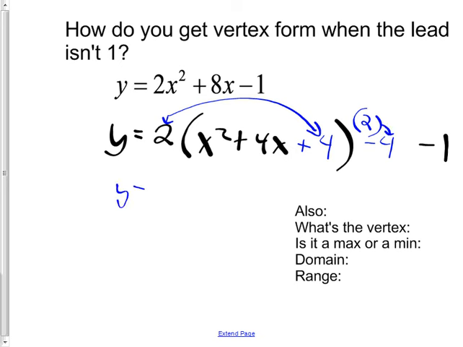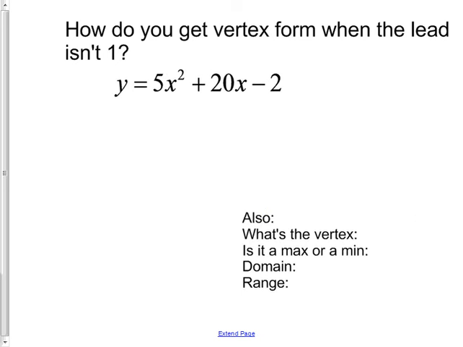Final answer, y equals 2, and then x plus 2 squared, and then this part's negative 8 minus 1 makes negative 9. Raise your hand if you think you can handle that kind. And that's most of you. Now let's prove it. Do it.